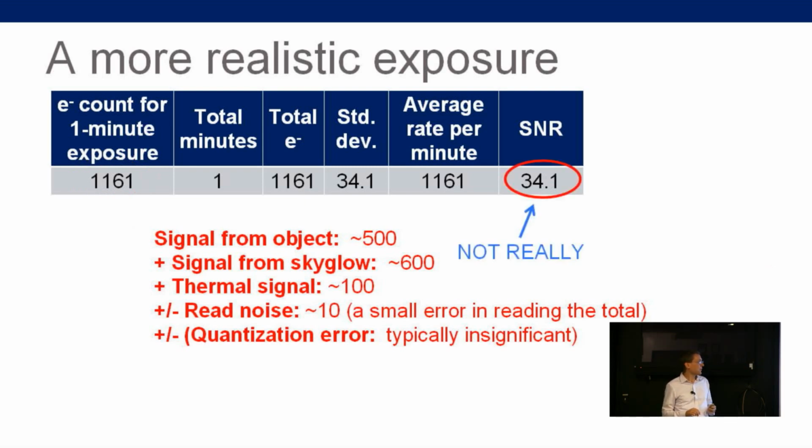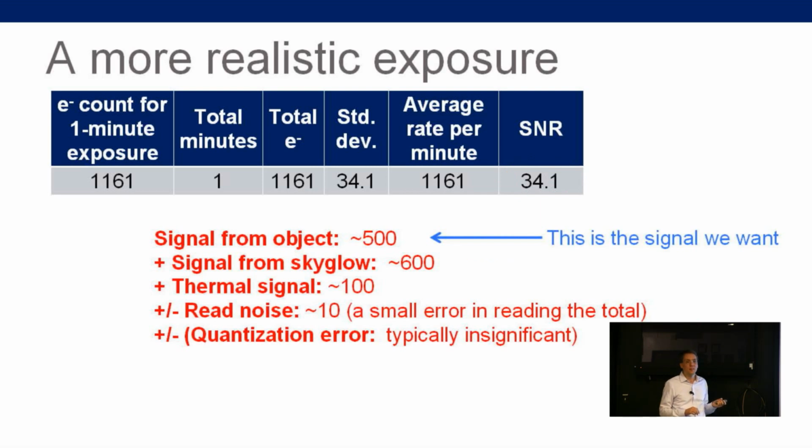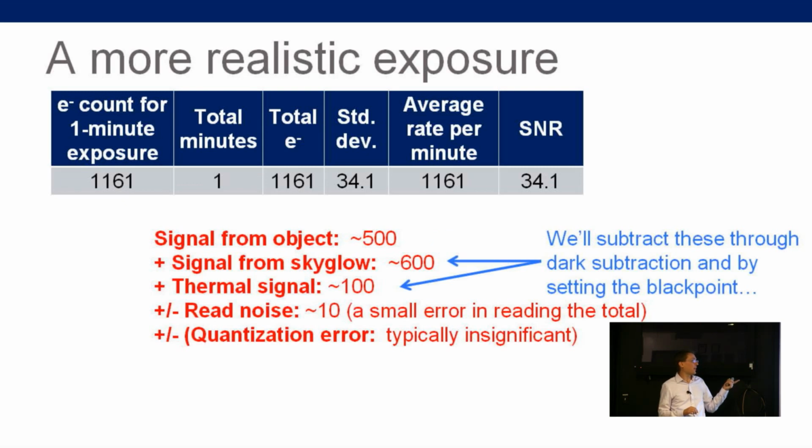So our signal-to-noise ratio is not 34 in this case. If we think about it, the signal that we want is only about 500. Now we've got these other 2 signals. Now we're going to take those out later, right? The dark signal you're going to be able to take out. You're going to subtract that out in dark subtraction. You're going to take out the sky glow when you reset the black point in the final image, right? Because you're not going to have this washed out background. You're going to pull that back, and all the pixels are going to sort of have this equal addition to all of them. So you're going to take those out later.